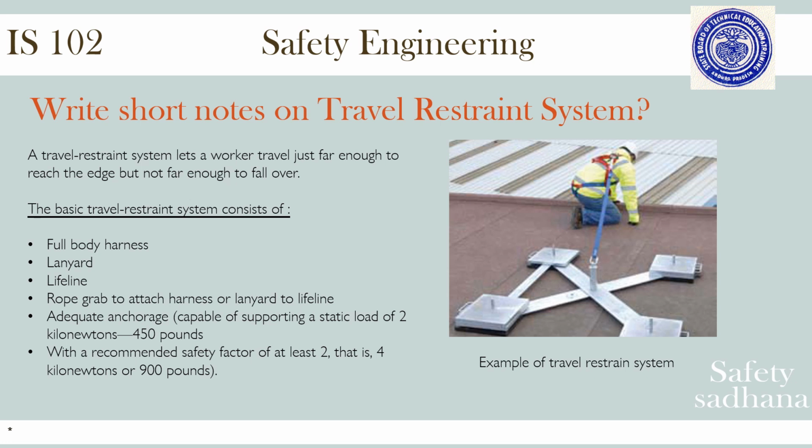Write short notes on Travel Restraint System. A travel restraint system lets a worker travel just far enough to reach the edge, but not far enough to fall over. The basic travel restraint system consists of a full body harness, lanyard, lifeline, rope grab to attach harness or lanyard to lifeline, and adequate anchorage capable of supporting a static load of 2 kN or 450 pounds, with a recommended safety factor of at least 2, that is, 4 kN or 900 pounds.